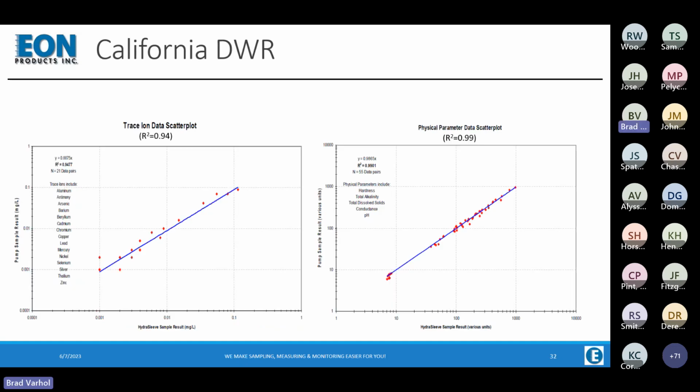Here are a couple of quick data plots from that particular study. Trace ion data for metals gave us a 0.94, a really close correlation. And for physical parameters, which we can collect because we're getting a whole water sample, we have a 0.99 correlation. So even if you're not collecting stabilization parameters, you can certainly collect water quality information.